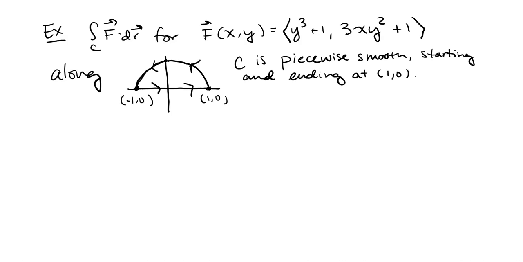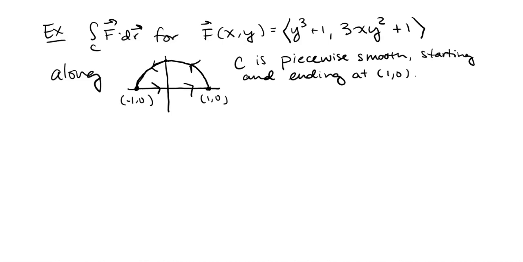Look at another example here. We're going to see the line integral over C of F dot dr, for F of x,y the same one we did in our previous example, (y cubed plus 1) i plus (3xy squared plus 1) j. And this time we're doing it along a slightly different curve.